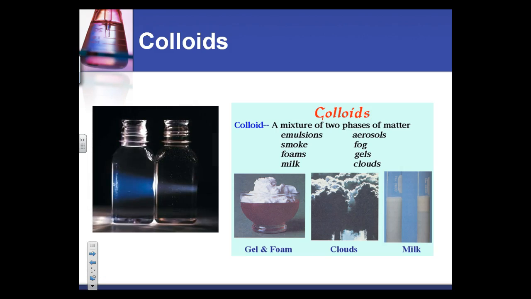Here's an example of that Tyndall effect. The solution on the right is a solution, and we'll talk about those here in just a second. The particles are really, really tiny, and so the light just kind of passes through. You can just see the beam of light very, very small. The one on the left is a colloid. You can see that beam of light is much more scattered, and that is because those particles in there are large enough to scatter that light.